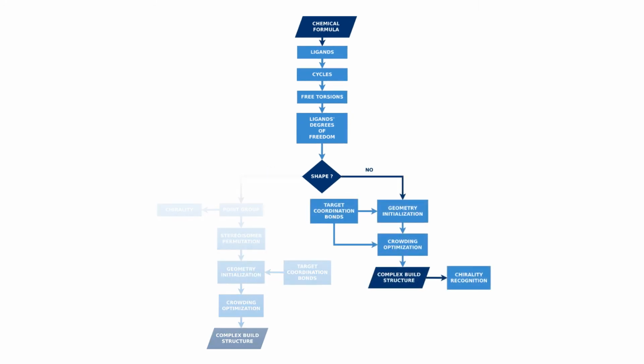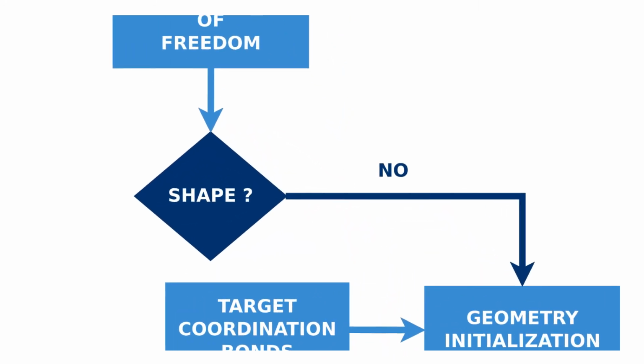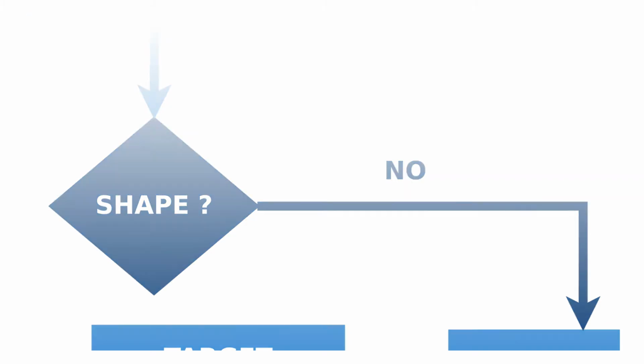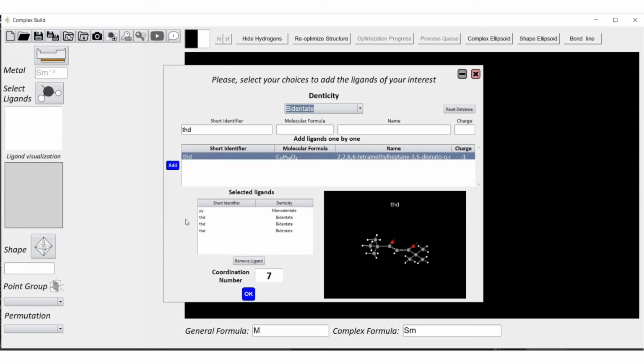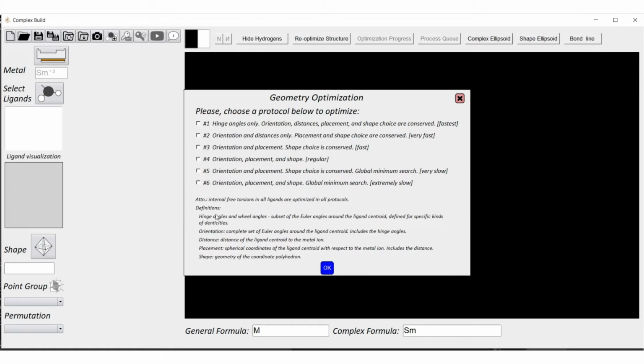Now, let us turn to the case when we do not want to predefine the shape. In this case, the initialization is done differently, since there is no information about vertices and polyhedra to use.